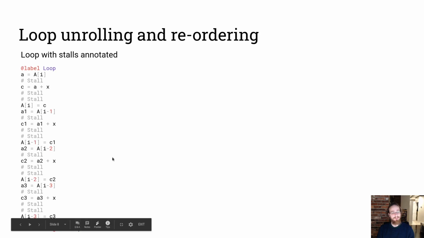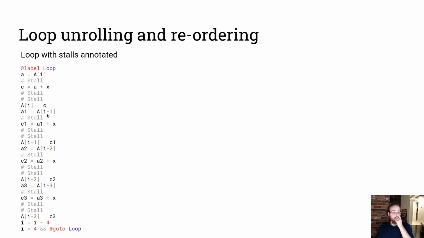So this is the loop annotated completely with stalls again. If I ask you to sit down and rewrite this code, you might realize that there is no dependency between A equals A of I and A1 equals A of I minus 1. There is no data dependency here. We need to be a little bit careful here. If we had multiple arrays, we would need to check for aliasing and issues like that. But since we're operating over the same array, this is very straightforward. Similarly, for the operation C equals A plus X, there's no data dependency with C1 equals A1 plus X. So the data dependencies are the same. They are within our original loop, and they're not across loops.